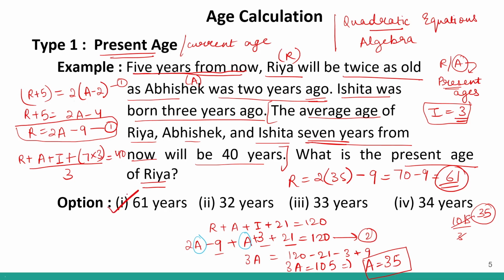So this is how you solve questions on present age. Basically, certain information was given to us. Based on that information, we formed certain equations, and based on those equations, we solved them and got the answer. And it is important that you take present age to be your starting point. This makes solving the question easier. Okay, so this was type 1, which was present age.